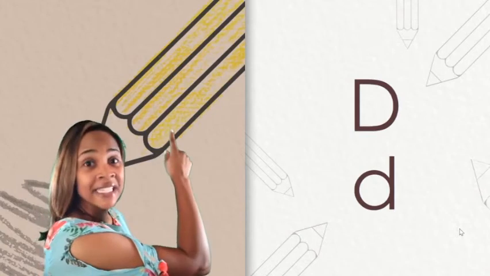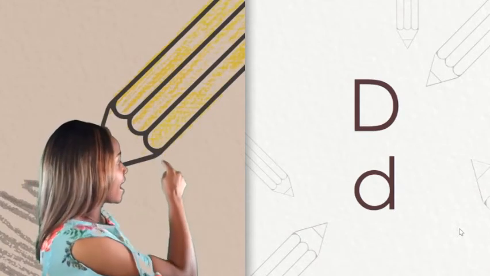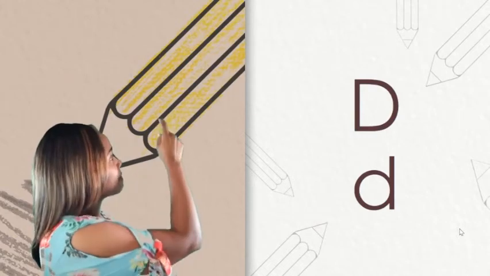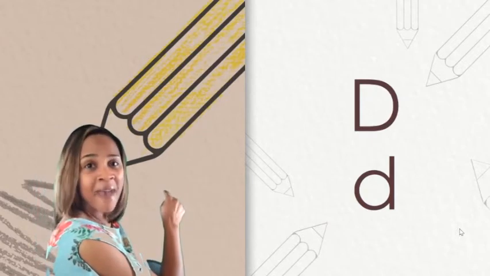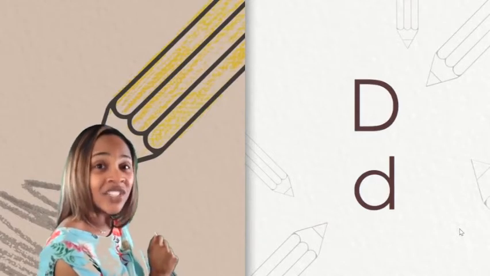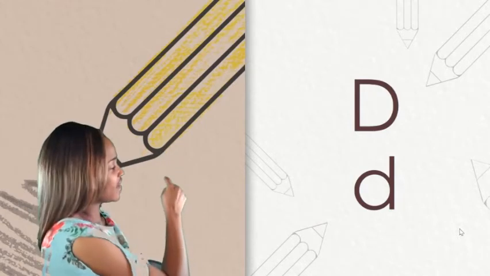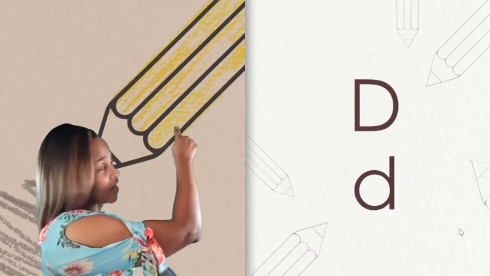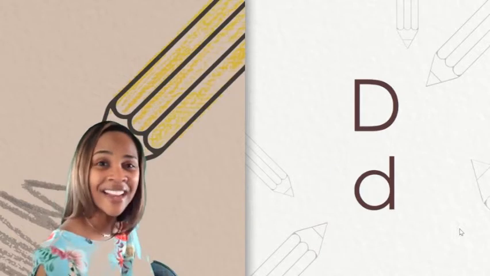For my uppercase D, I'm going to start at the headline and drag my pencil or my finger down to the bottom line and then come back up and make a curved line across and come back and touch the bottom line. And we have an uppercase D. Try it with me. Start at the headline, drag your finger down to the bottom line, come back up to the top line, curve it around all the way and touch the bottom line.